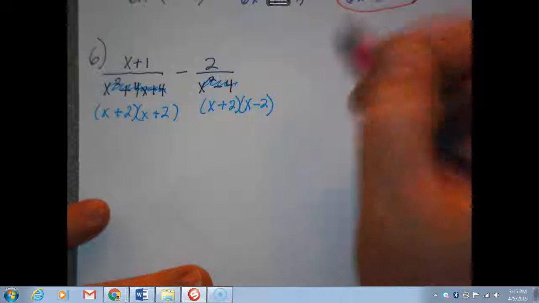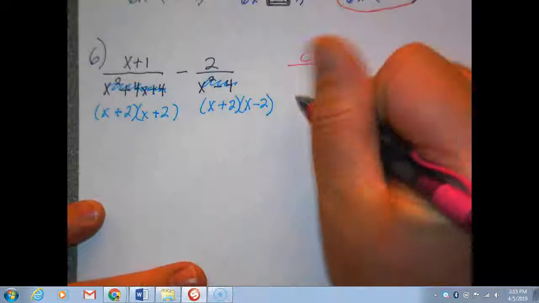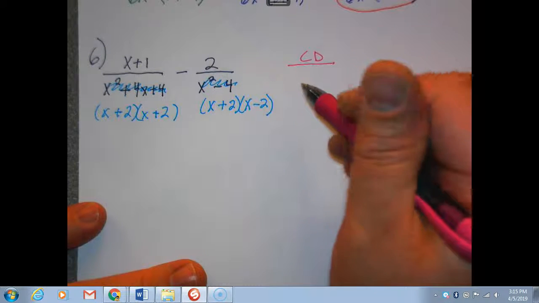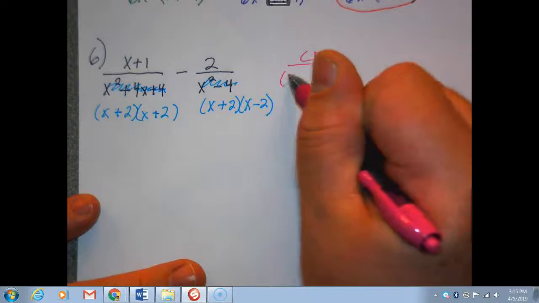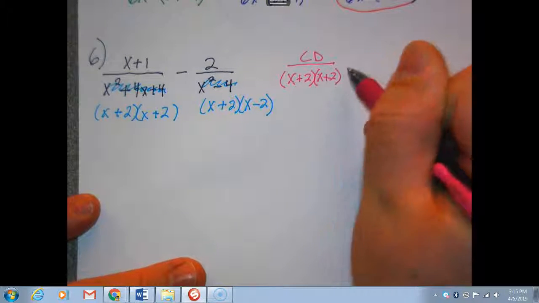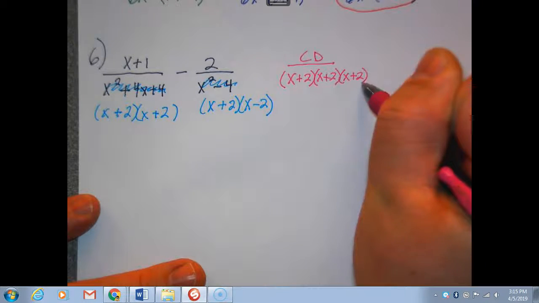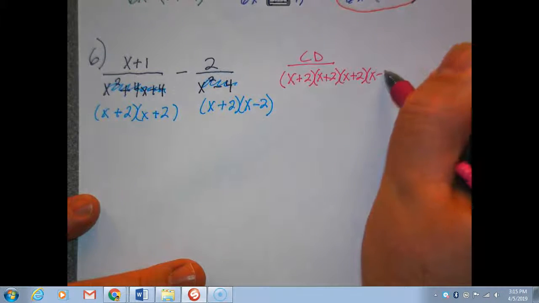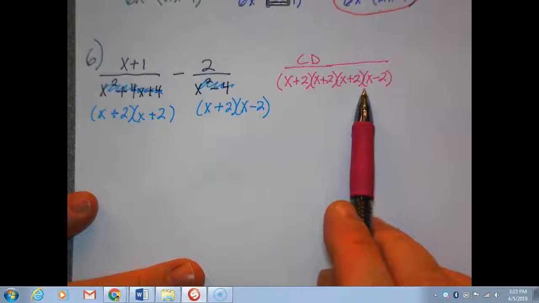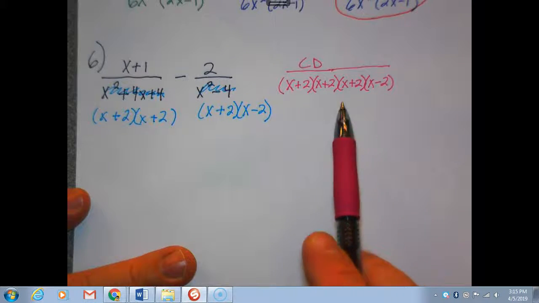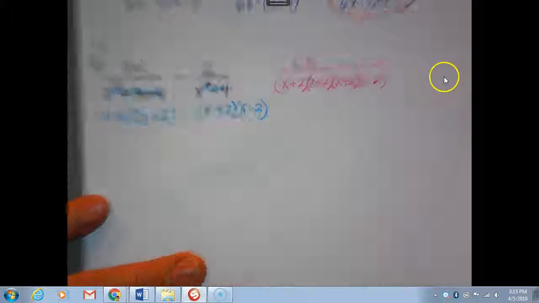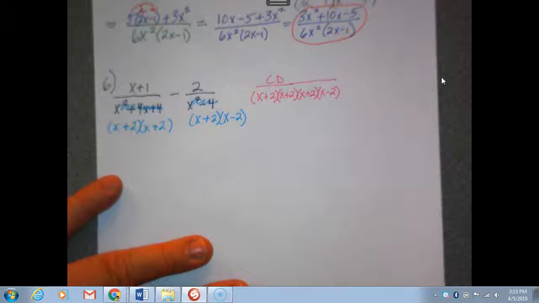What's my common denominator? We multiply all the denominators together, right? Guys, quiet down. x plus 2 times x plus 2 times x plus 2 times x minus 2. Now, imagine if we had multiplied all these together, we would have a quartic degree, right? 4th degree. That wouldn't be very fun. We can get a least common denominator.